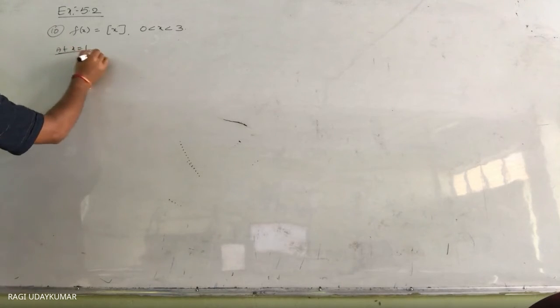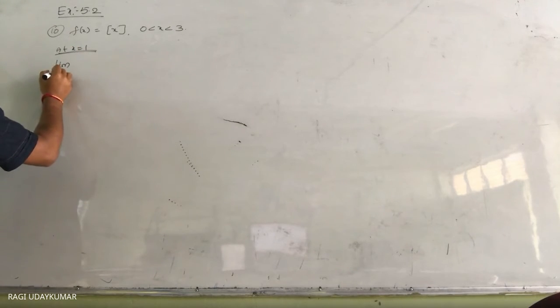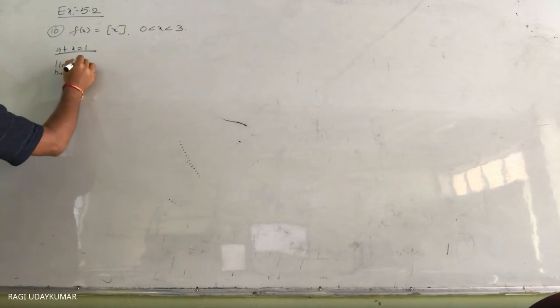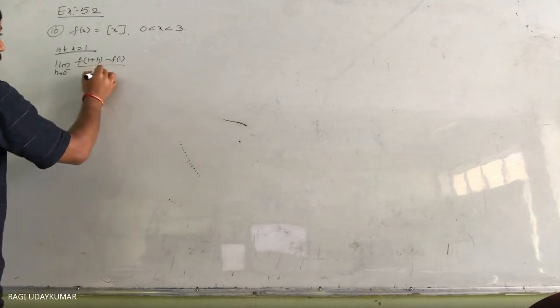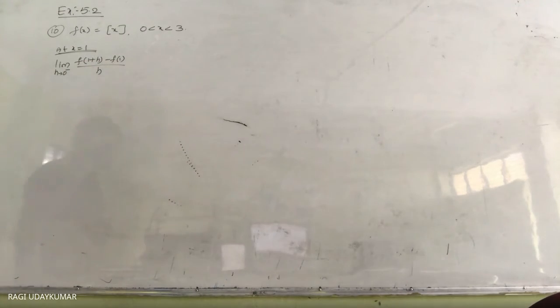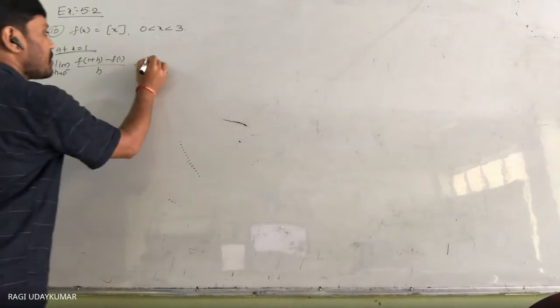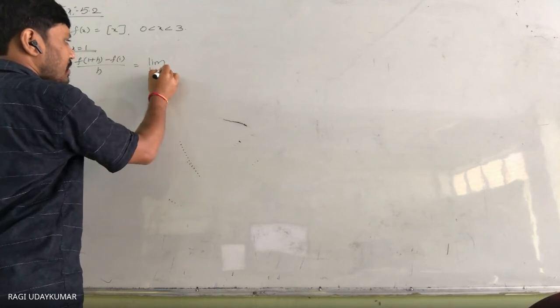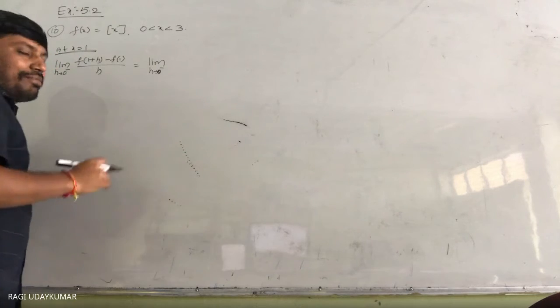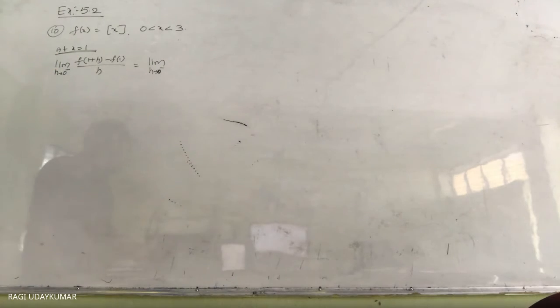So for the left hand limit, you take into consideration limit h tends to 0 minus of f of 1 plus h minus f of 1, divided by h. Sir, at 1 we are checking, you may get a doubt.